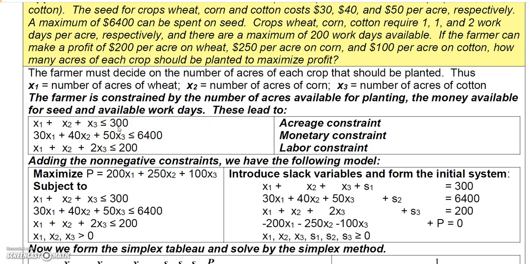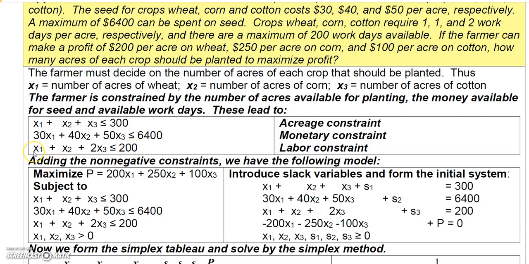Remember, the farmer only has 300 acres, so we know that if you add the number of acres for each crop, it has to add up to a number that's less than or equal to the number of acres available, which is 300. And now the farmer only has $6,400 available for seed. And if you look up here, remember it costs $30 per acre for wheat, $40 per acre for corn, and $50 per acre for cotton. So 30x1 plus 40x2 plus 50x3 is your total seed cost, and that has to be less than or equal to 6,400.